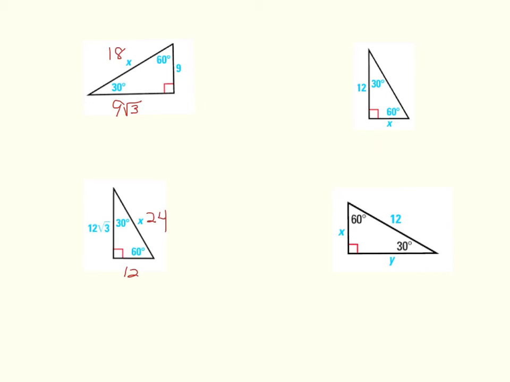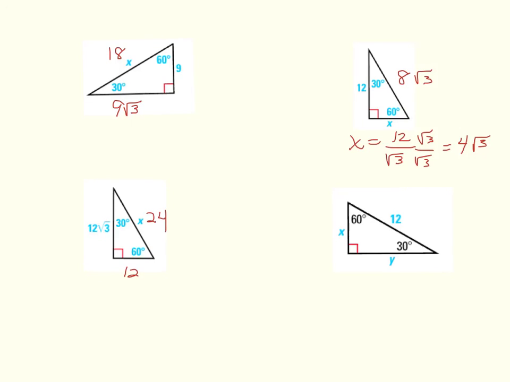In this example, the long leg happens to be a whole number, 12. To go back to the short leg, we simply divide by the square root of 3. So x will be 12 divided by the square root of 3. And if you clean that up to rationalize the denominator, the result is 4 the square root of 3. Now that we know the short leg, we can get the hypotenuse. If that's 4 the square root of 3, then the hypotenuse must be twice that, or 8 the square root of 3.